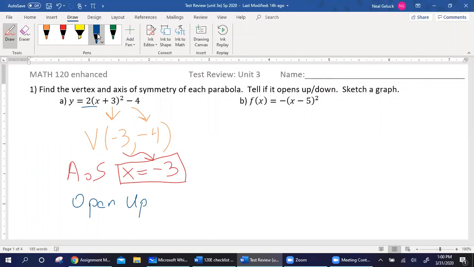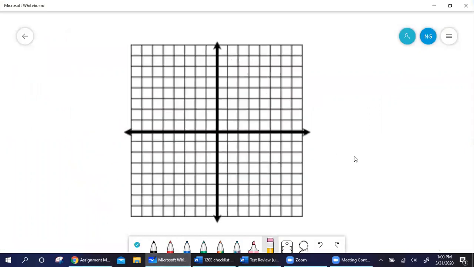So I'm going to do these on a separate window, just so we can actually see what's happening. So my vertex was at negative 3, negative 4. So negative 3, negative 4. I know it opens up. Now, if you want to plot some more points to it, since there was a 2 out in front of all that other stuff, that means a vertical stretch of 2, if we remember that from the last unit.